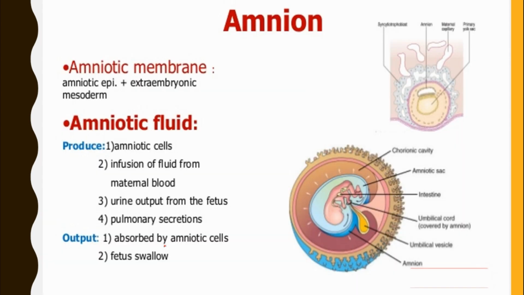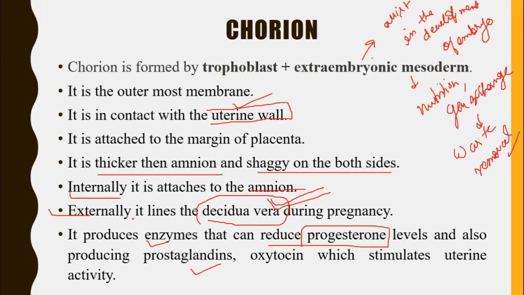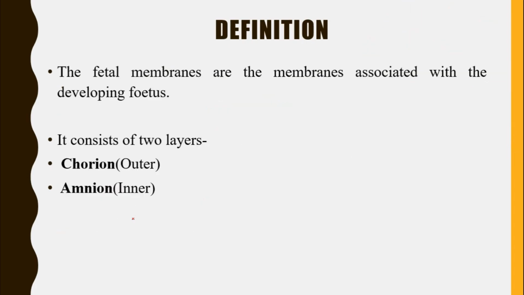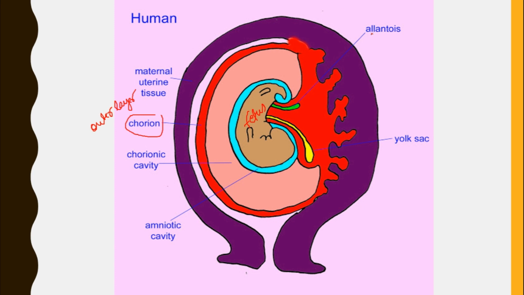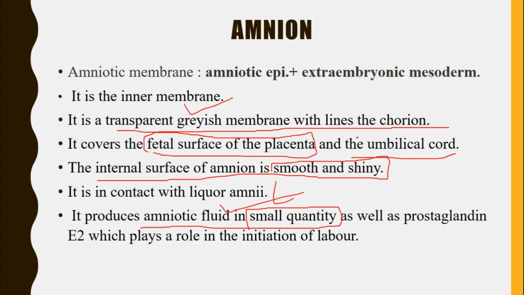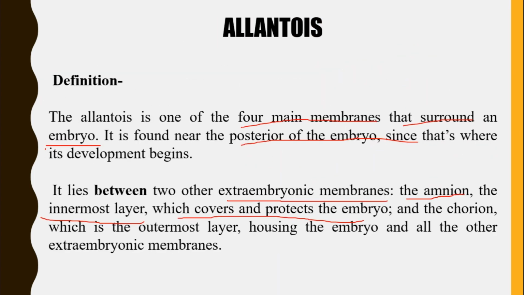So the allantois we are going to see here. We have seen here, where is the allantois? This is the allantois. Okay, so it will lie in between the chorion and amnion. ठीक है, chorion and amnion.